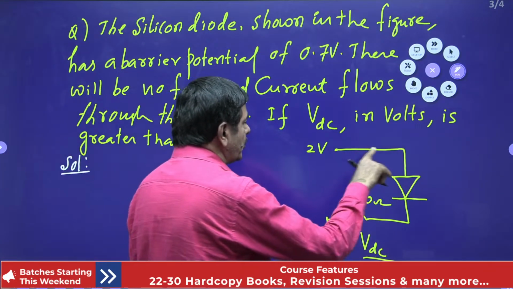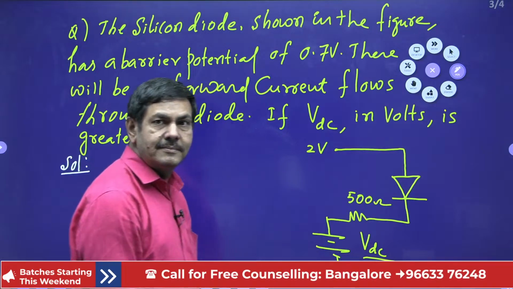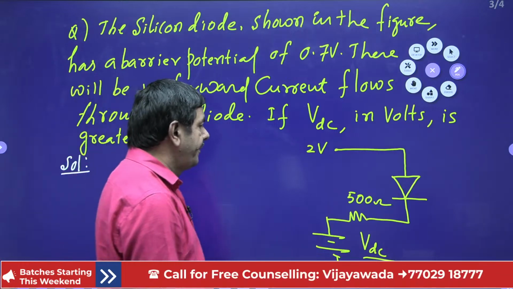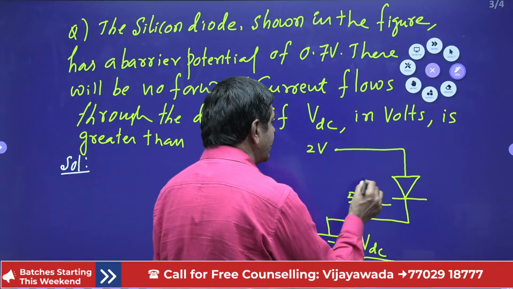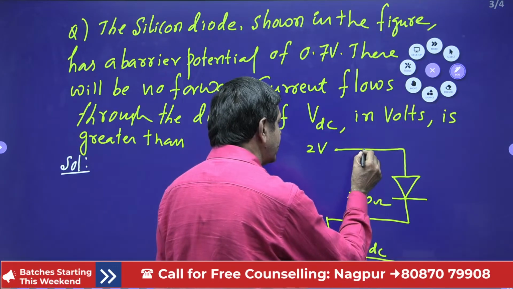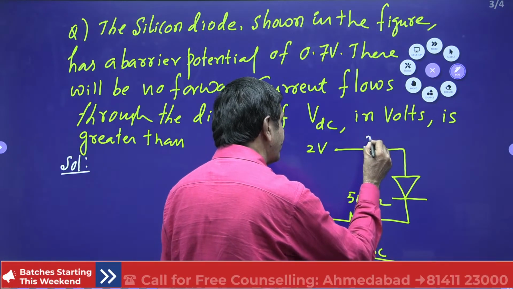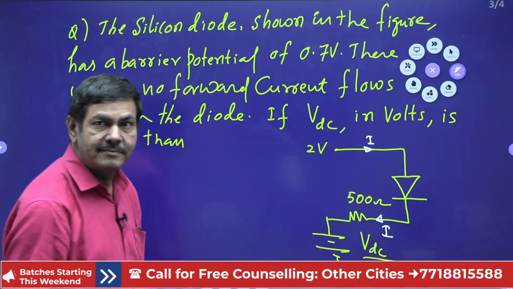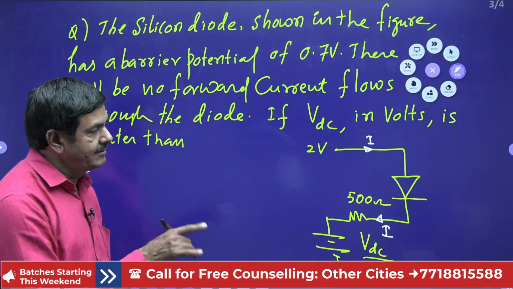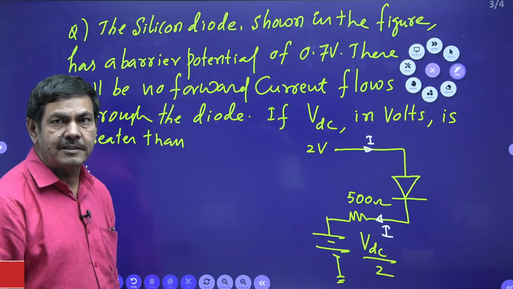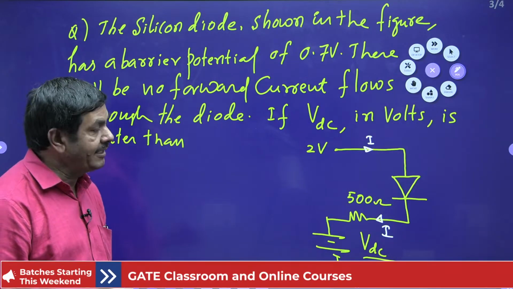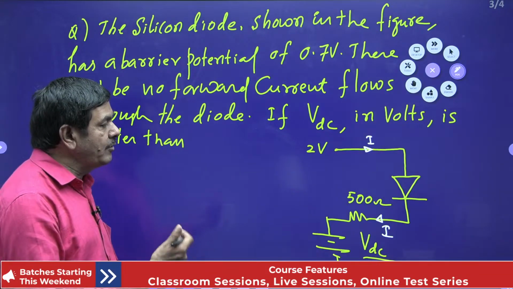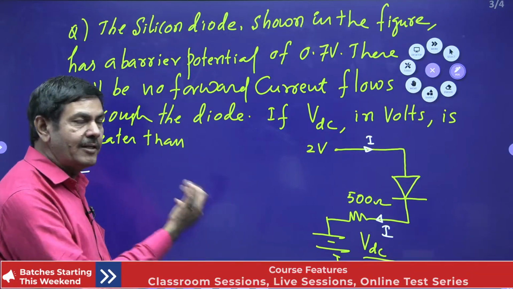The current passing through the diode must be 0. In that case, VDC must be greater than what value? First of all, I take this circuit and find the current equation from this network, and finally I will put I equal to 0. I will form the equation by using KVL, in terms of I and VDC. When I equals 0, you will get a value of VDC. So to make I equal to 0, VDC must be greater than the value we get.